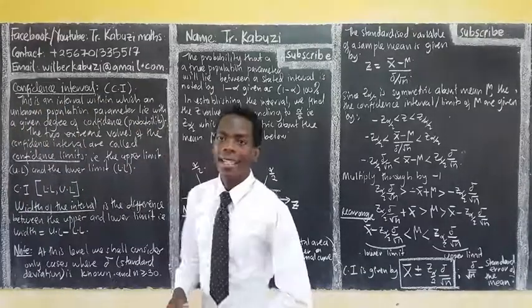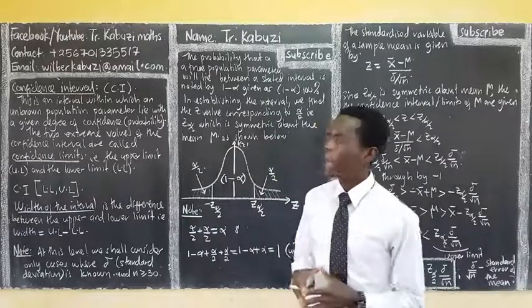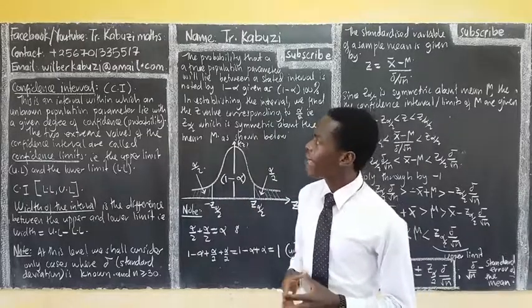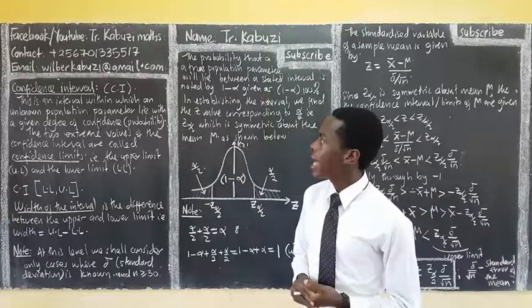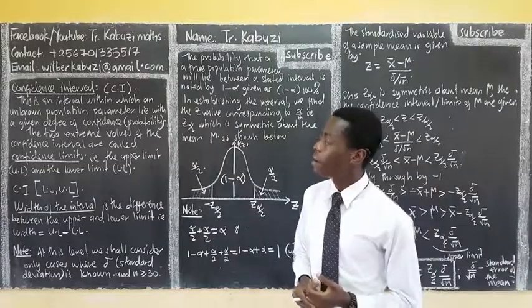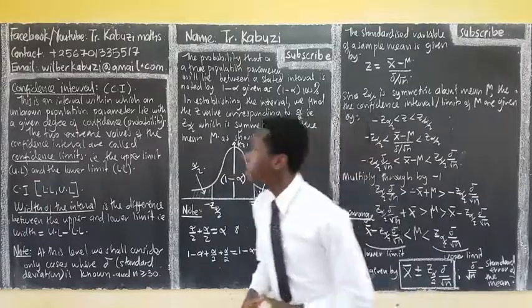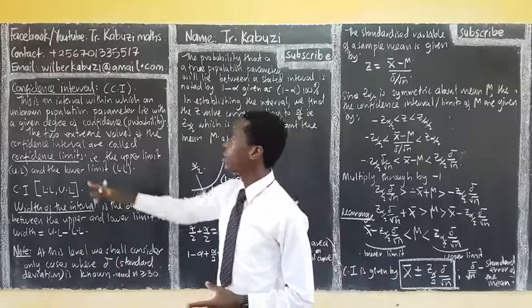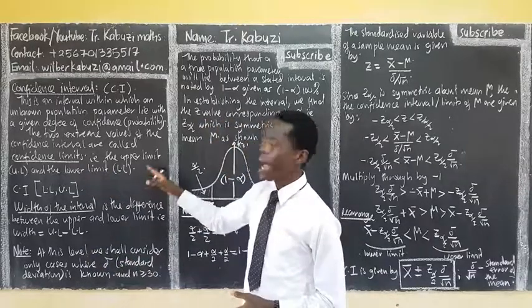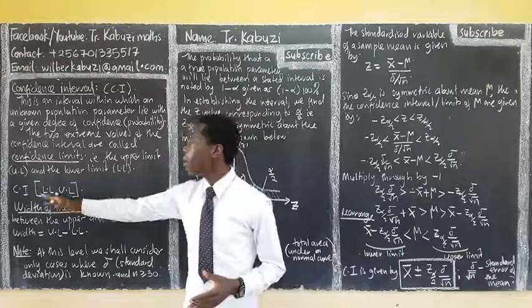Confidence interval is our last topic in normal distribution that we are going to cover today. This is an interval within which an unknown population parameter lies with a given degree of confidence. Confidence means we are sure; that is a probability. The two extreme values of the interval are called confidence limits, i.e. we have the upper limit and then the lower limit. So this is how we give our confidence interval.